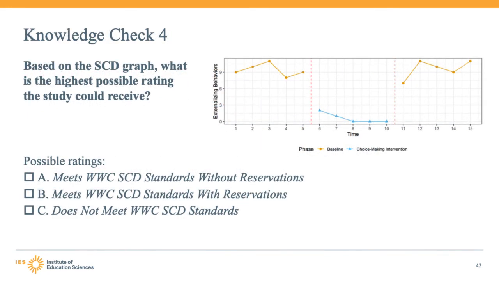Knowledge Check 4. A treatment reversal or withdrawal design with 1 case reports the following figure. Based on the graph shown here, what is the highest possible rating the study could achieve? Your choices are A. Meets WWC SCD standards without reservations. B. Meets WWC SCD standards with reservations. C. Does not meet WWC SCD standards. You may want to pause the video now to think about your answer.